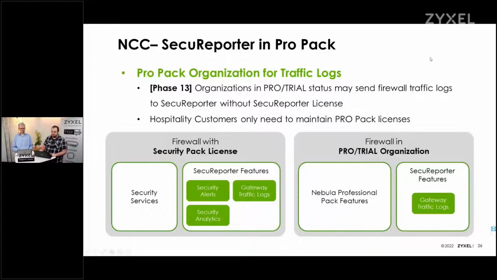Yeah, so we changed this because of some needs of customers who only set up a Nebula for hospitality, for example. They need to log the gateway traffic logs based on GDPR. Previously, they needed a Pro license for the log feature itself, and they needed a security service license to move the gateway traffic logs to SecuReporter. This has now changed: a Pro license is enough to log this to SecuReporter. So there is no additional need for a security license anymore if it's only related to traffic logs.